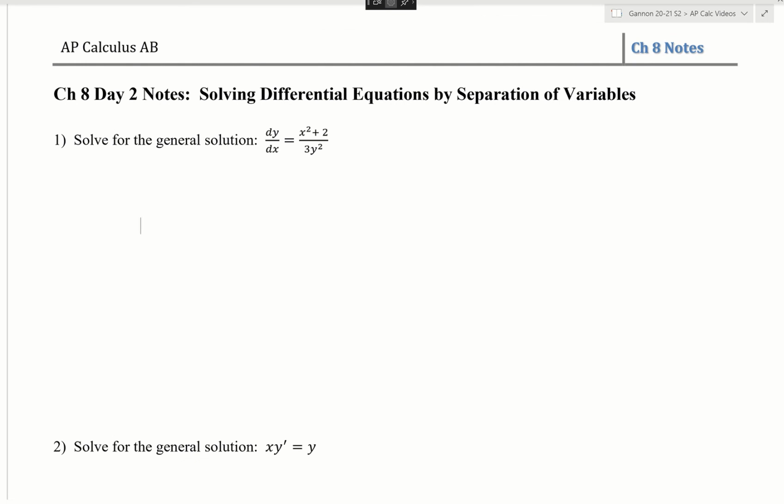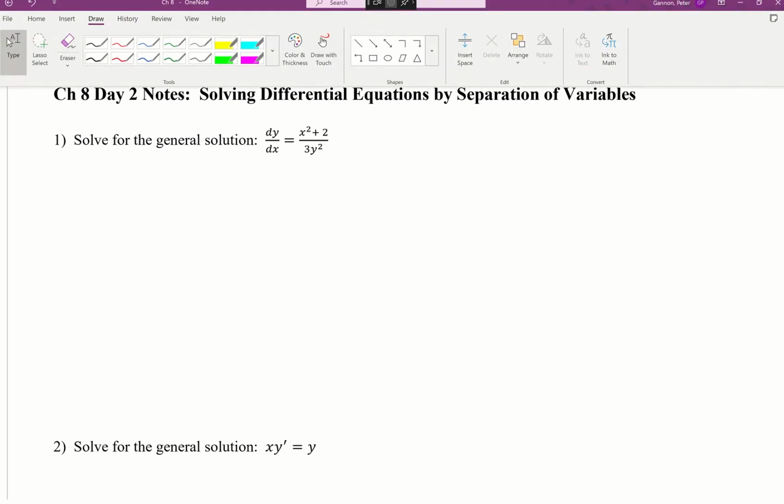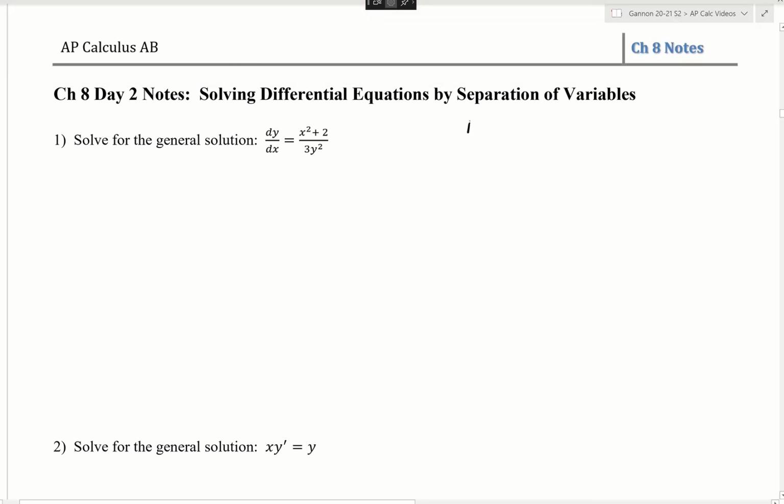It says, solve for the general solution dy dx, which is equal to x squared plus 2 over 3y squared. Now, the term separation of variables essentially is telling us to get the y's on the same side as dy and the x's on the same side as dx. So in order to do that, in this case, we can get there by cross multiplying.